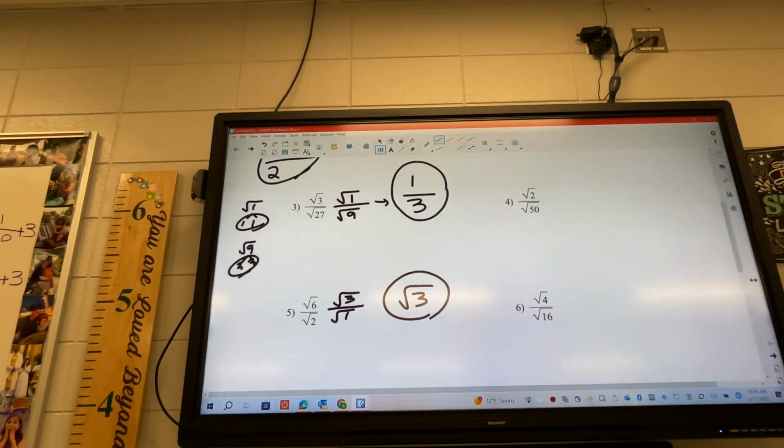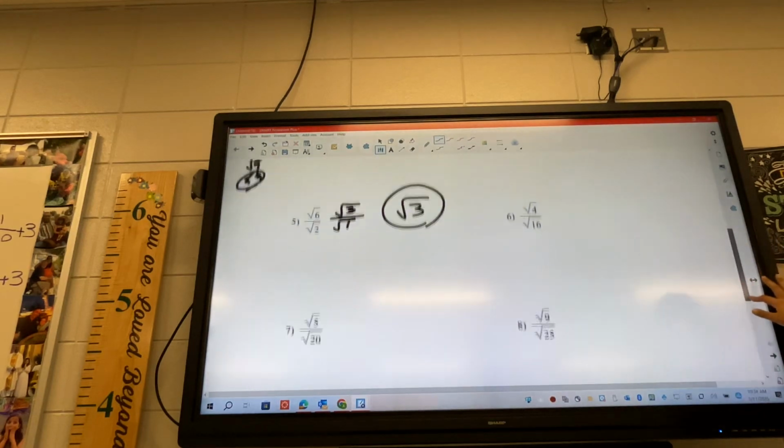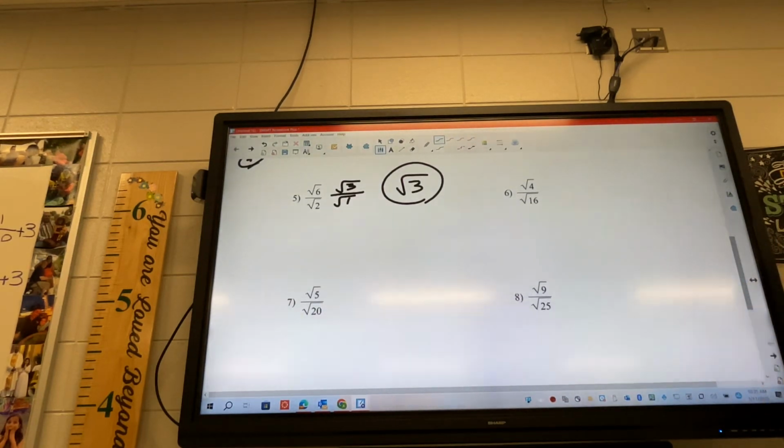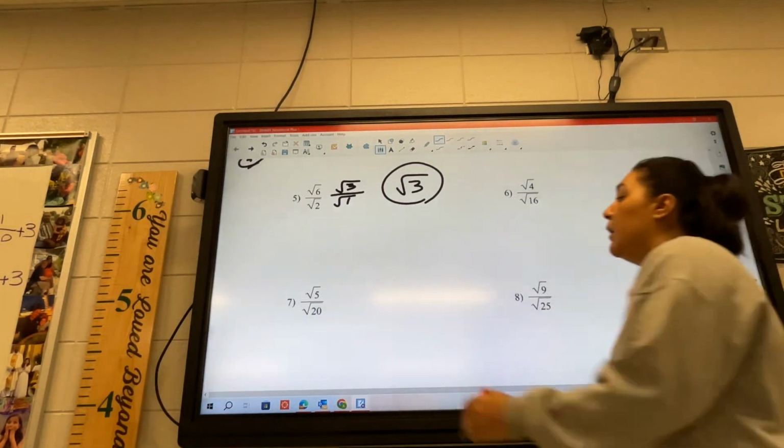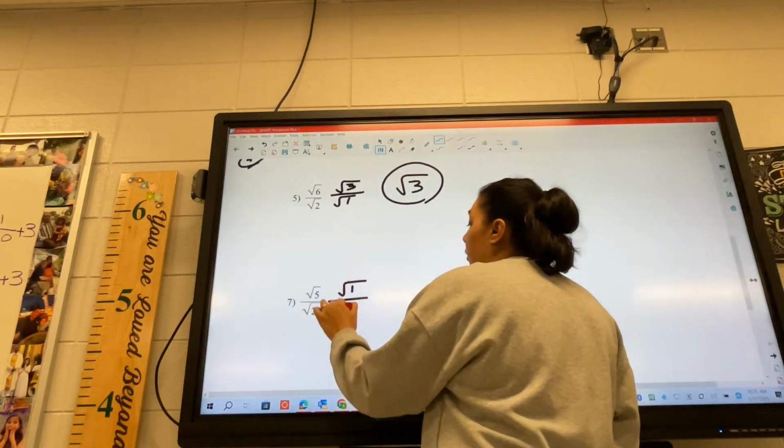Okay, 7. We're going to type in 5 over 20. 5 over 20 is 1 over 4. Okay, so I'm going to get square root 1 over square root 4.